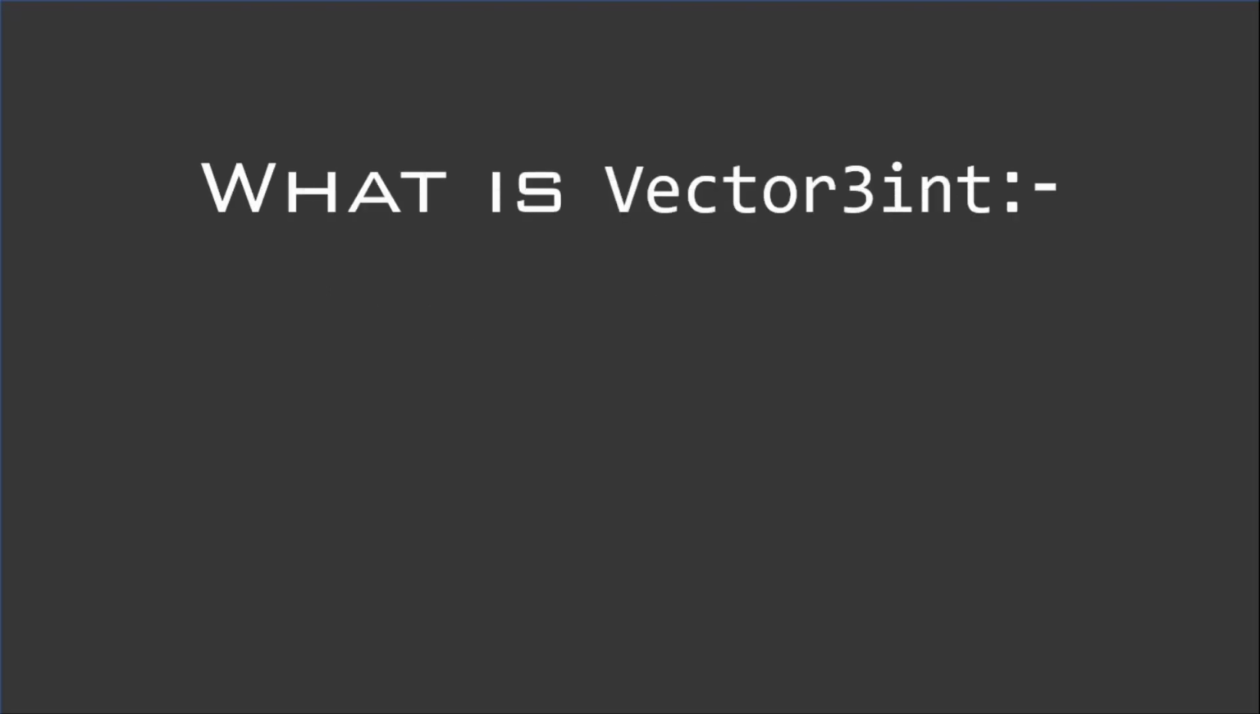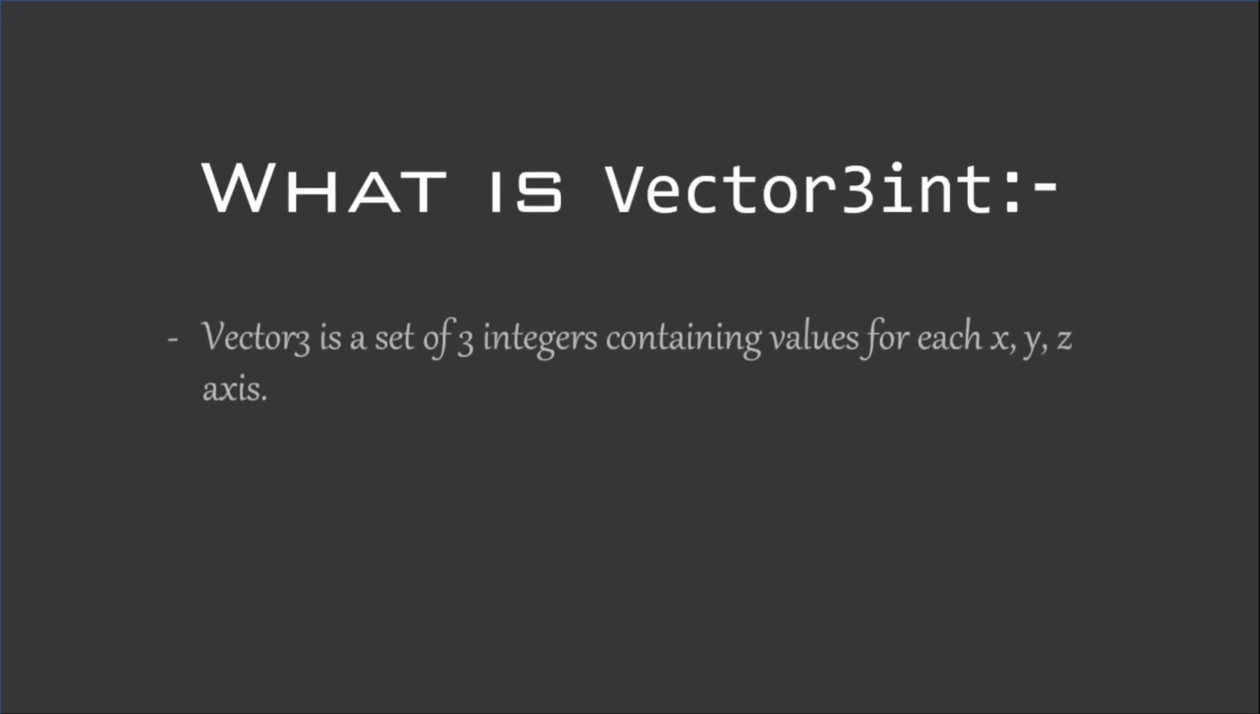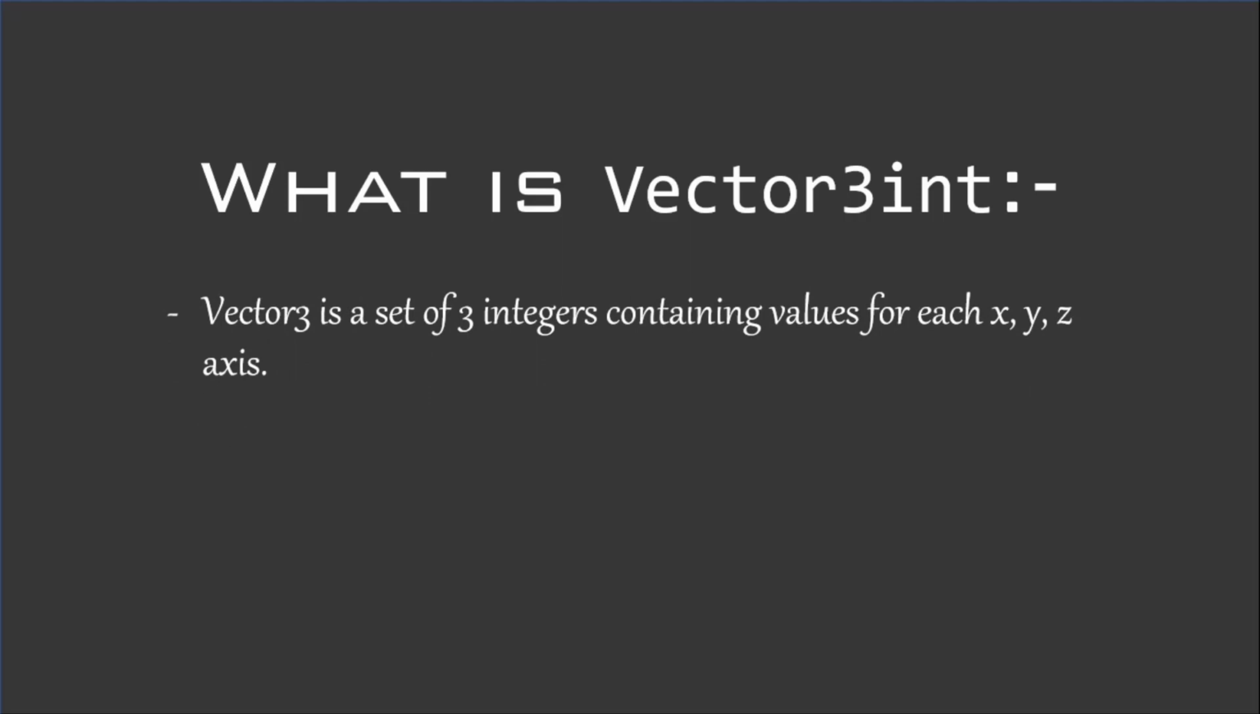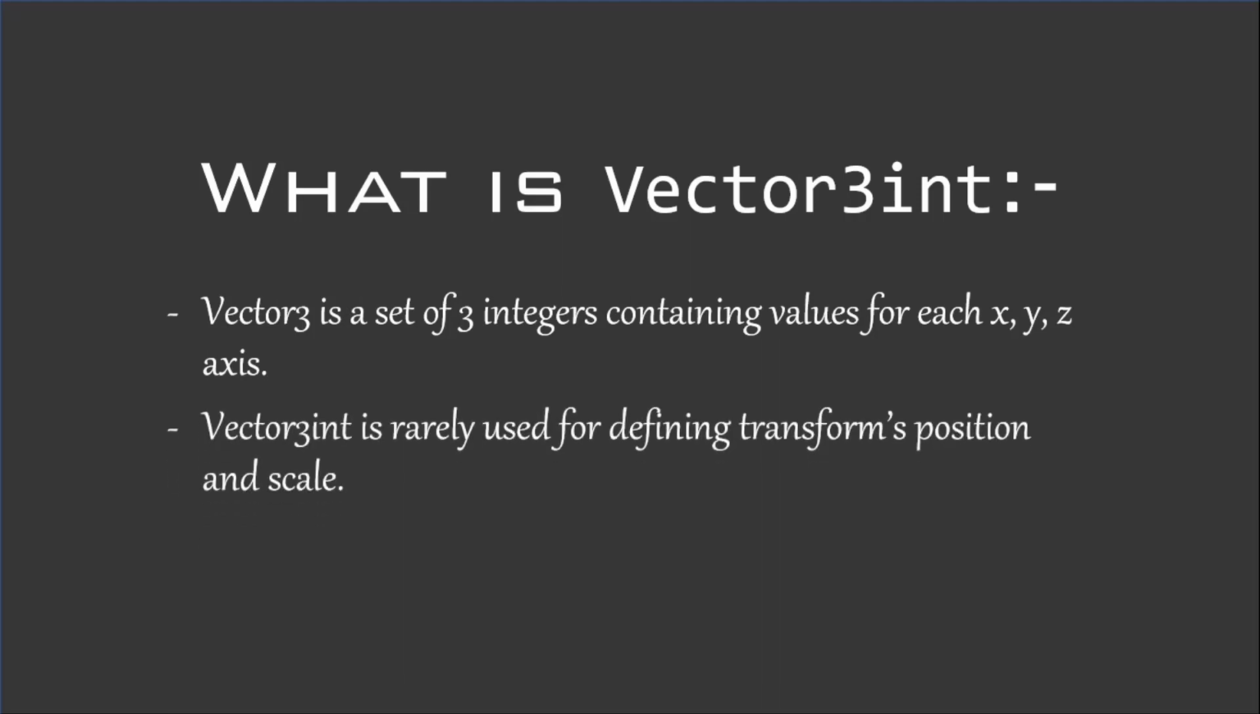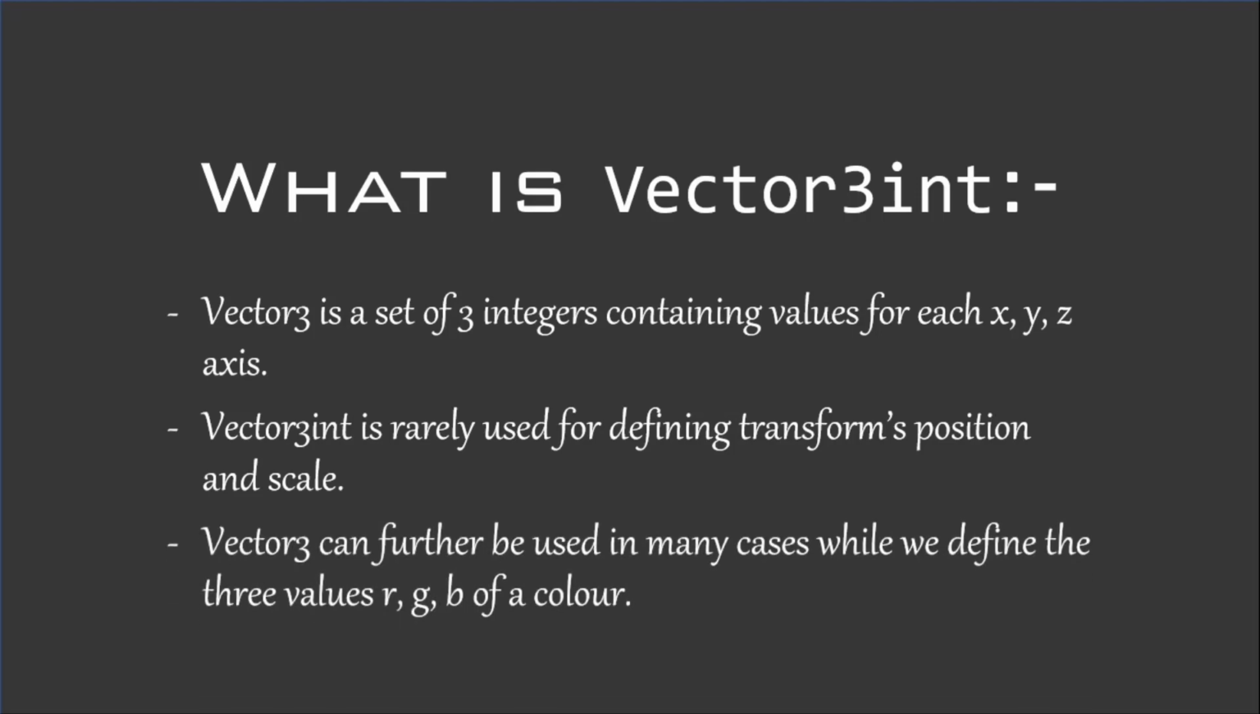What is Vector 3 Int? Vector 3 Int is a set of three integers containing values for each x, y, and z axis. Vector 3 Int is rarely used for defining transforms, position, and scale. Vector 3 Int can further be used in many cases, or will define the three values R, G, and B of a color.